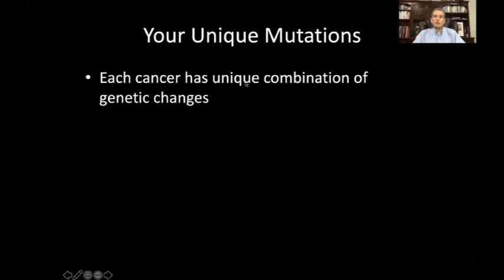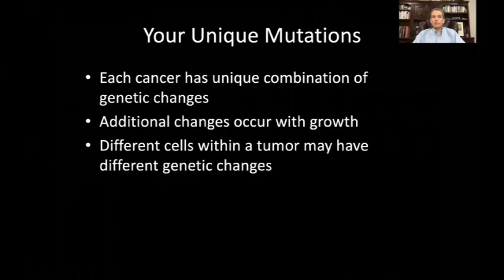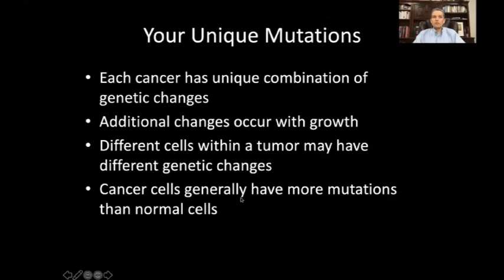Each cancer has a unique combination of genetic changes or mutations in it. And as the cancer grows, it accumulates more and more mutations. And so the cancer, by the time it's fully mature, will have many more mutations in it than it did at the very beginning. And different cells within a tumor may have different genetic changes, might have different mutations in them, just depending on how things are going along in this process. And cancer cells usually have more mutations than normal cells. Normal cells will have mutations too. What makes the difference between a normal cell with mutations and a cancerous cell with mutations?